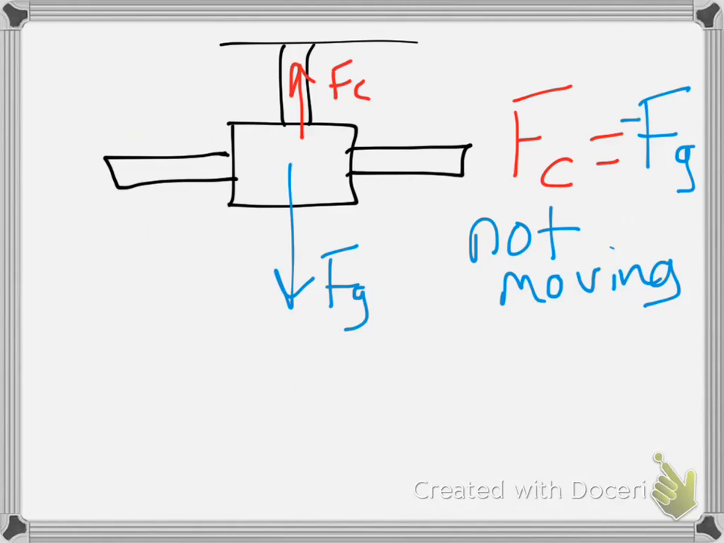So the question is, if this is static equilibrium, can we have equilibrium that's not static? What does the word static mean? Static is really what we're talking about here with not moving.